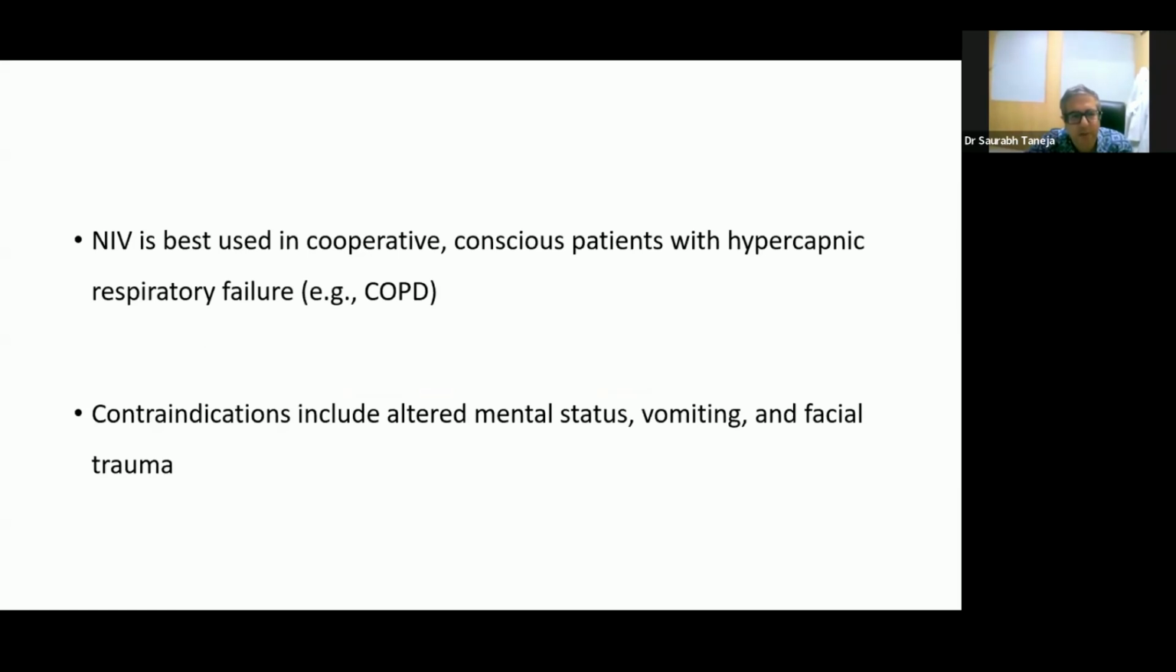As I told you, NIV is best used in a cooperative conscious patient with hypercapnic respiratory failure, and the contraindications include altered mental status, vomiting, and facial trauma.